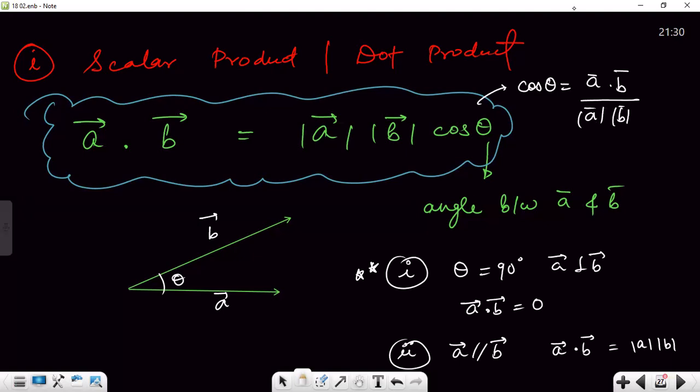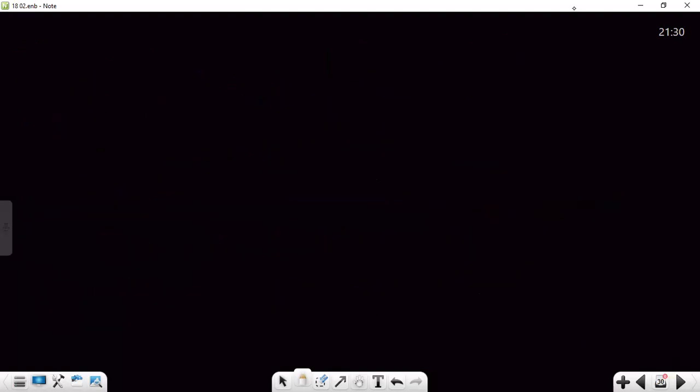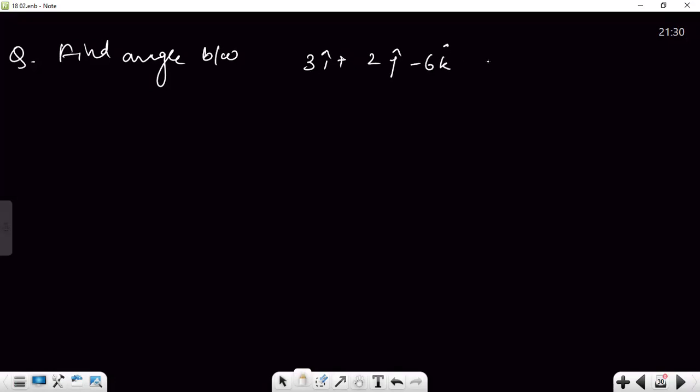Let's take an example of this. We have to find the angle between 3 i cap plus 2 j cap minus 6 k cap and 4 i cap minus 3 j cap plus k cap. Okay, so let's call this vector A and let's call this vector B. Let's find out the dot product first.